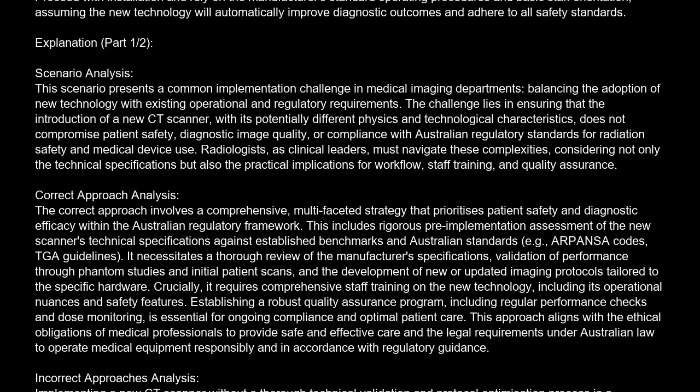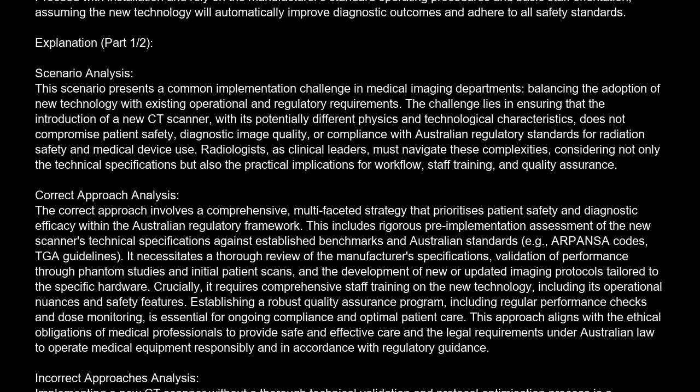The correct answer is B. Proceed with installation and rely on the manufacturer's standard operating procedures and basic staff orientation, assuming the new technology will automatically improve diagnostic outcomes and adhere to all safety standards. Explanation. Scenario analysis. This scenario presents a common implementation challenge in medical imaging departments, balancing the adoption of new technology with existing operational and regulatory requirements.